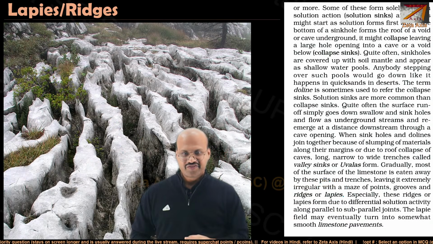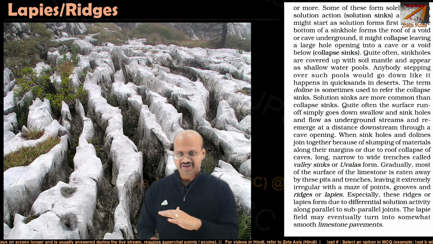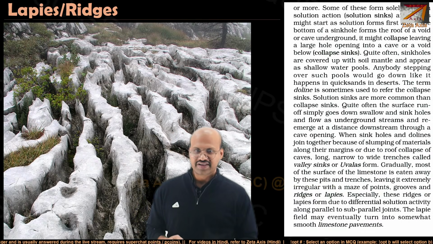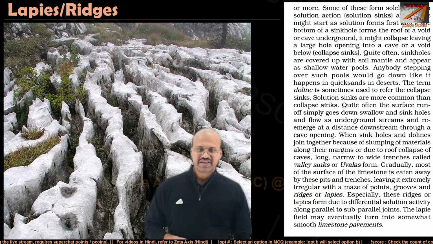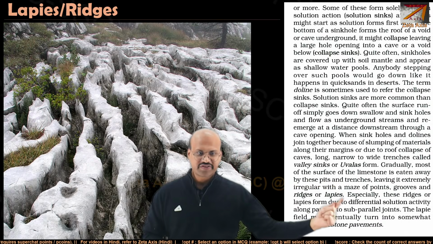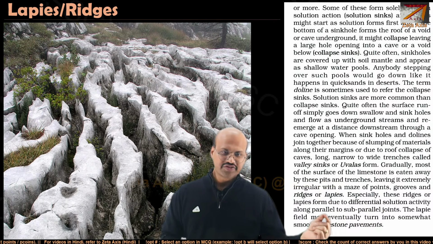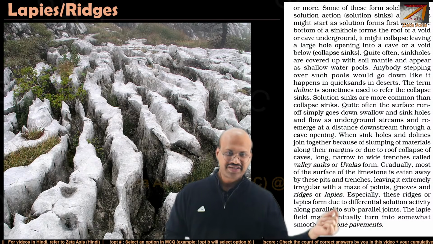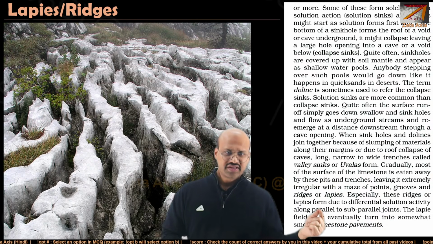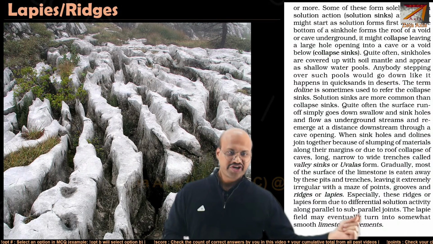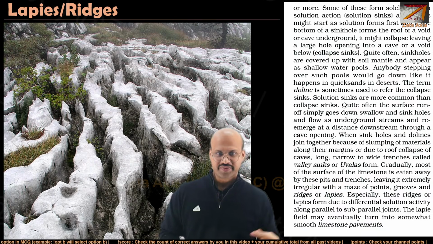So basically, if on the surface there are these limestone rocks and very long-term erosion goes on, then you will see this type of landform in that region. Specifically, these ridges or lapis form due to differential solution activity along parallel to subparallel joints. The lapi field may eventually turn into somewhat smooth limestone pavements.